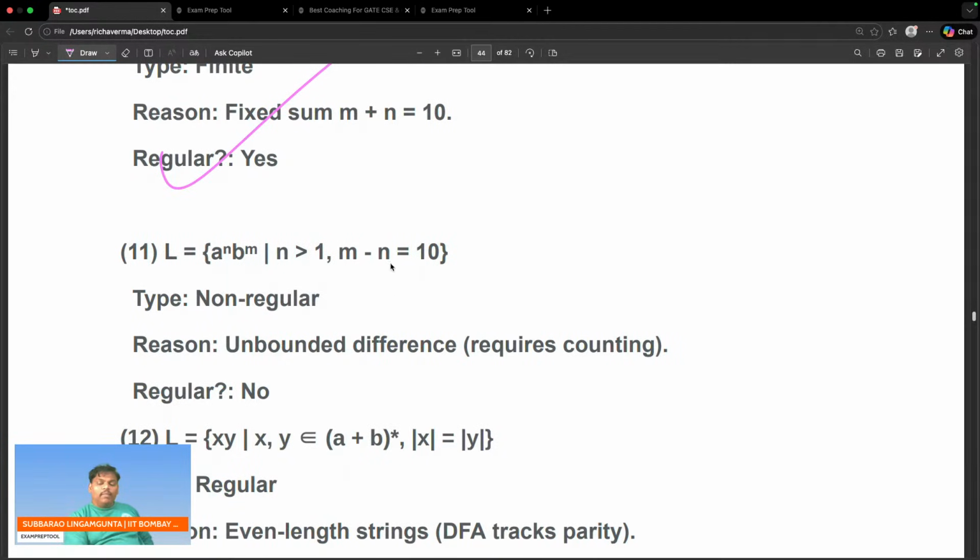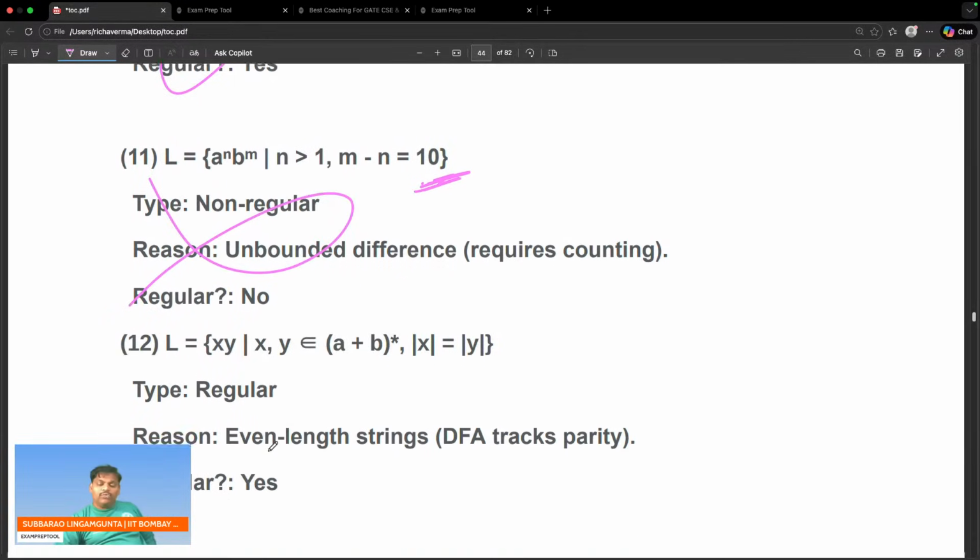Next one, m minus n equal to 10. You may be thinking it is finite, but be careful. Their difference is finite, but they are not finite. And one more thing is, if you want, you can verify also. It's not forming the AP series. Please check. It's not regular.